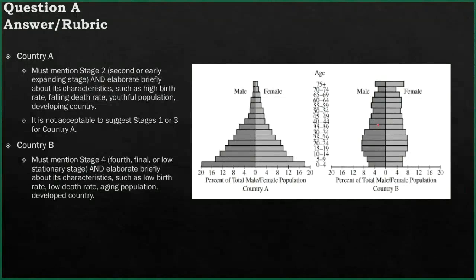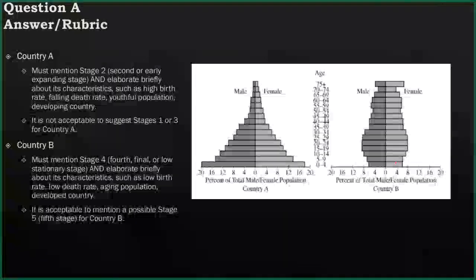I didn't mention that when I was going over it, but we can definitely see that there is an aging population. Whereas you can see here that the majority of country A's population is under 30 years old, if you average out all of these years for country B, you can probably see something in the mid 50s for the average age. It is acceptable, however, to assume that it could be a stage 5 country, as again, a very small base and low birth rate would indicate it could be a stage 5.